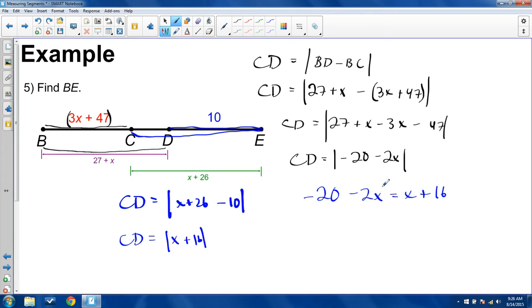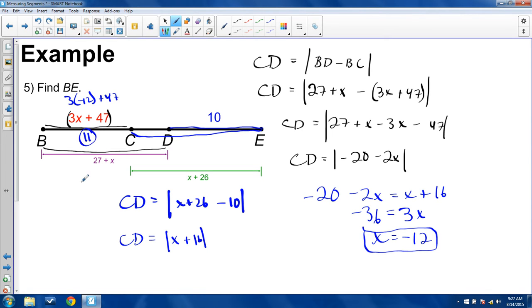So if I go ahead and add 2x over here, we get 3x equals, and here I'll get negative 36, and then we get x equals negative 12. So that's now the value for x. Now we have to use that and substitute it in somewhere to start working on how to get the entire length of BE. So here's how I'm going to do it. The length of BC is 3 times negative 12 plus 47, which is negative 36 plus 47, which is 11. So BC is 11. DE is 10.